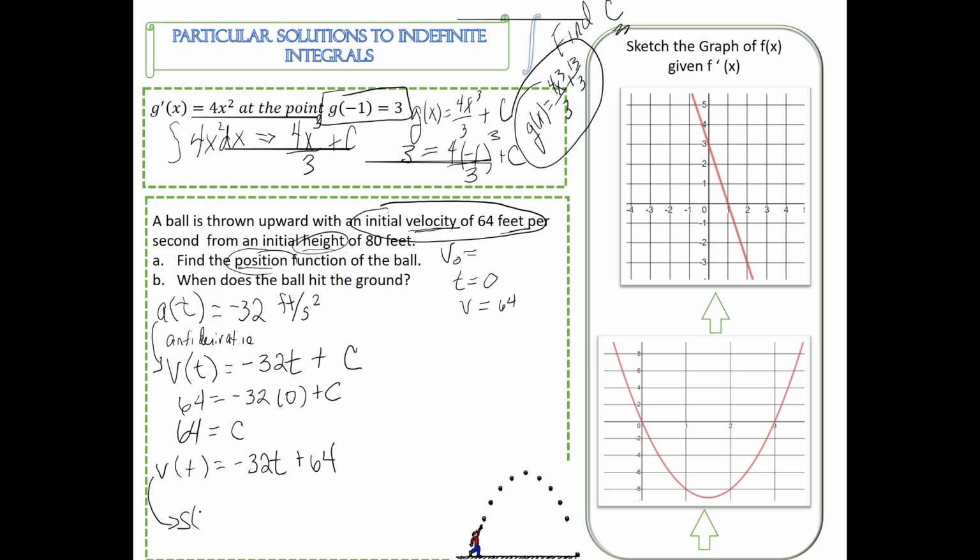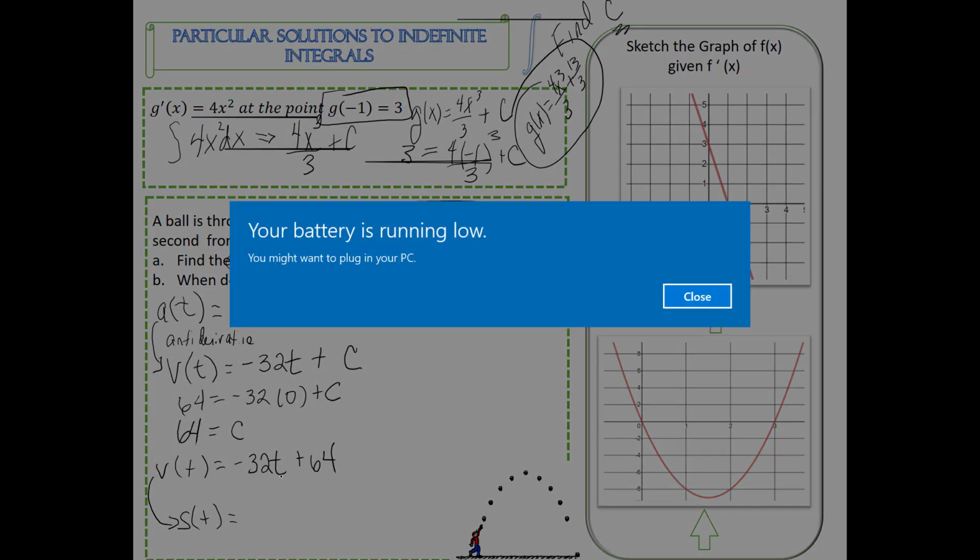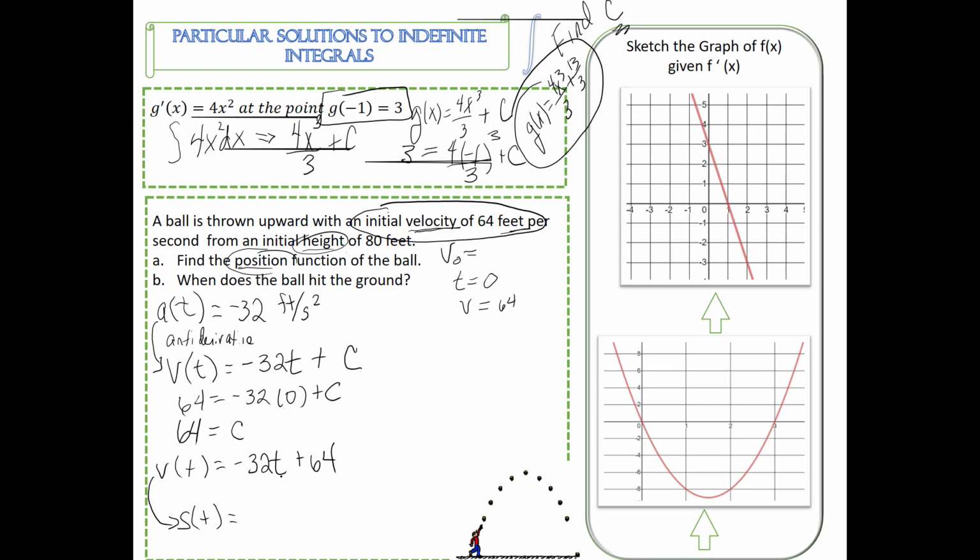So the position function, I use s of t. I'm going to take the antiderivative of negative 32t, which would be negative 32t to the second divided by 2. That's going to give me negative 16t squared, plus the antiderivative of 64, which is 64t, plus c. So this is my position function.